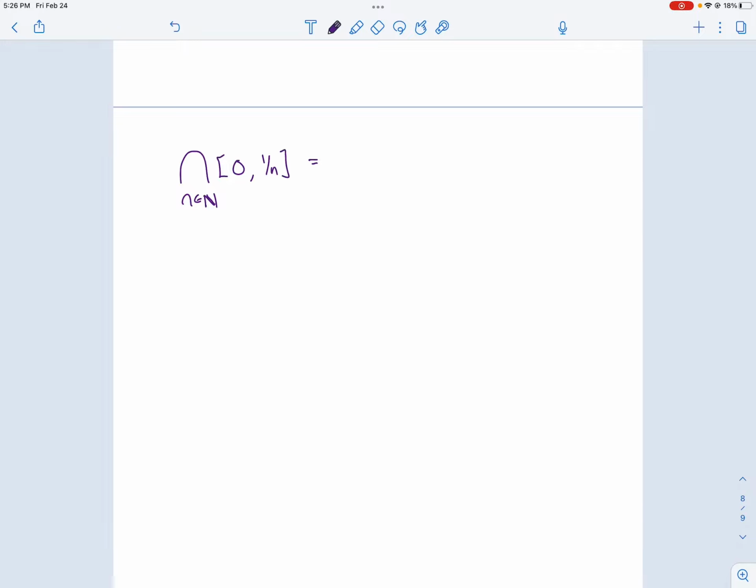So I'm just going to start with n equals 1 and write [0, 1] intersect [0, 1/2] intersect [0, 1/3] intersect dot, dot, dot. Are you okay with going from big intersect notation to this kind of notation?